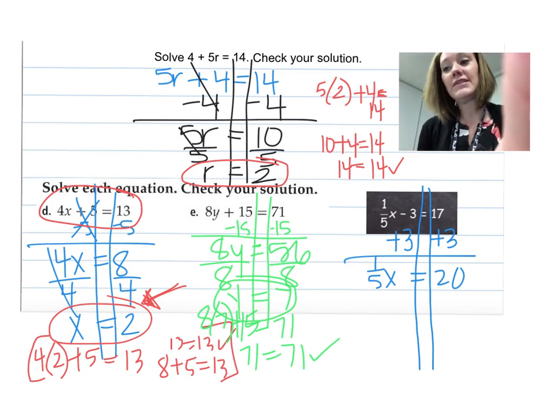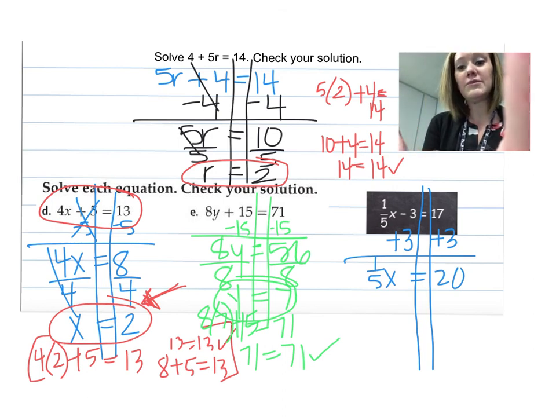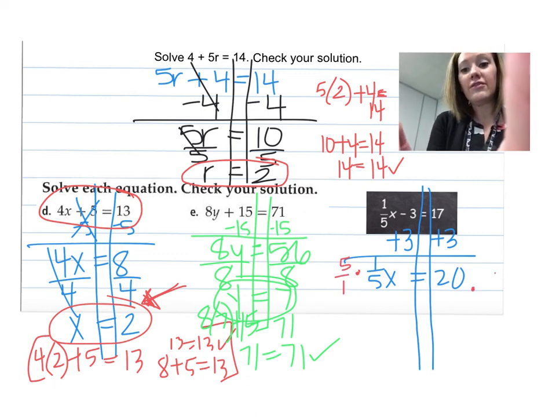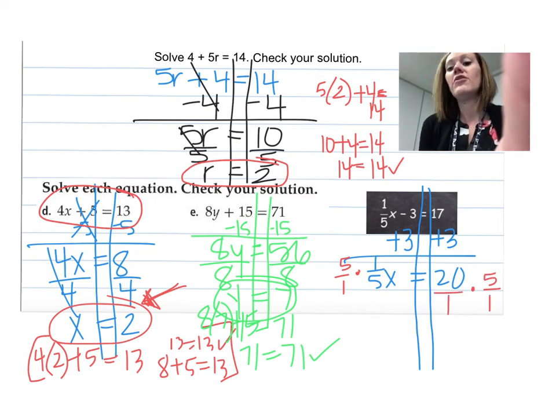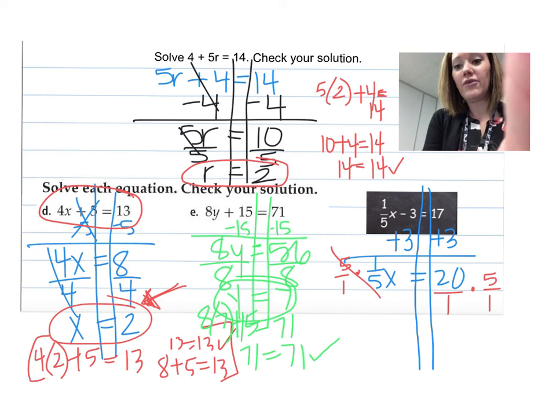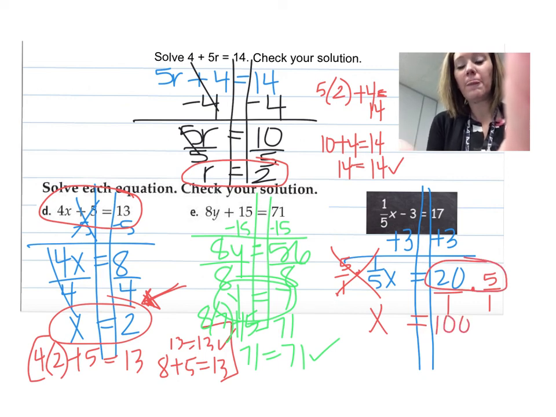x is being multiplied times 1/5. Remember that we multiply by the reciprocal. The reciprocal of 1/5 is 5/1. So I do that over here, times 5/1. Remember I put a 1 under my whole number. So that 5/1 times 1/5 is just 1. I have x equals, multiply my top and my bottom. 20 times 5 is 100. 1 times 1 is 1. So I'm just going to leave it like that. And then I can check.